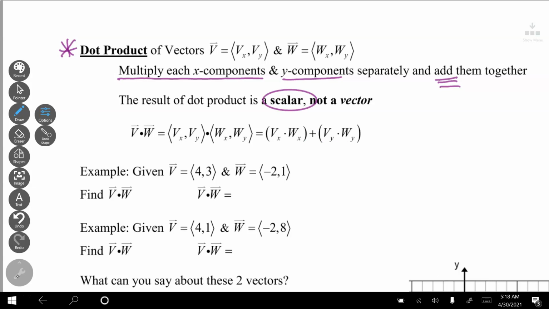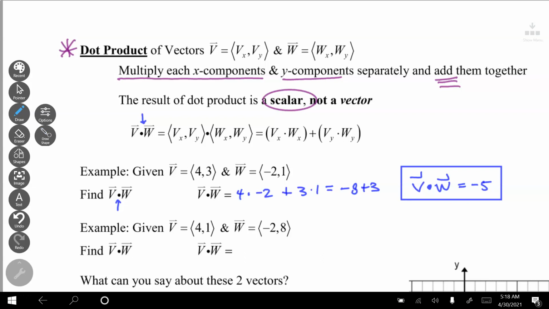So you can see vx, vy, wx, wy: multiplying the x's, multiplying the y's, adding them together. We'll do an example here. If I want to find the dot product, and you can see it's a solid dot, it's going to be the x values, 4 times negative 2, plus the y values, 3 times 1, which is negative 8 plus 3. So vector v dot vector w is equal to negative 5. It's not a vector any longer. It is just a scalar value.